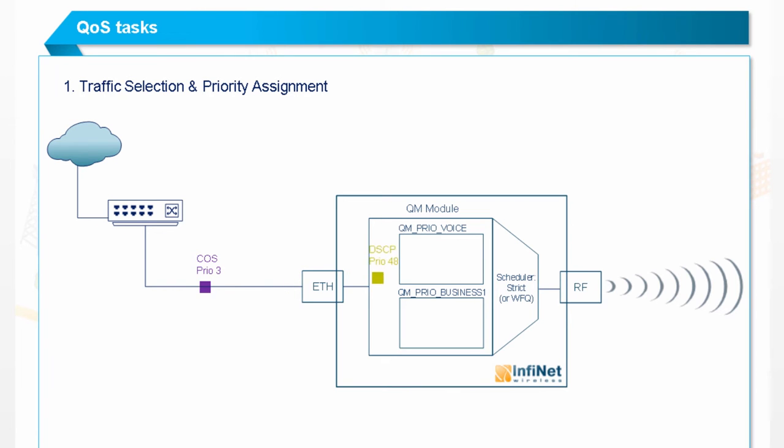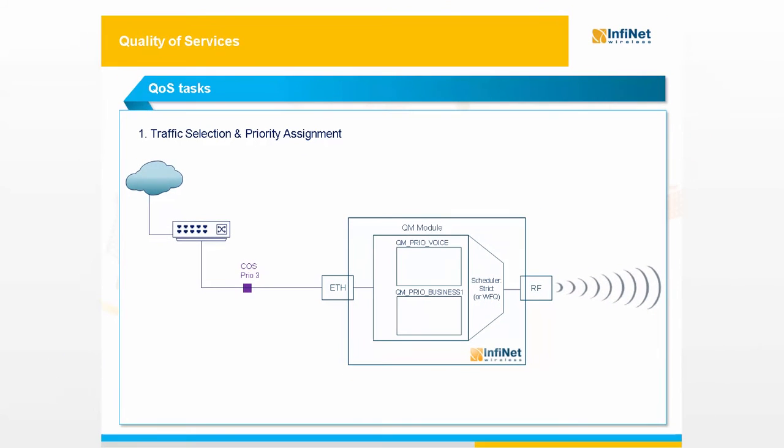The marked packet arrives to the InfiNet unit, and the next task of the QoS is to map the DSCP value to the corresponding MINT priority, which in our case is MINT priority 1. The proprietary MINT protocol assigns a priority that will be used to transfer through the whole MINT network.